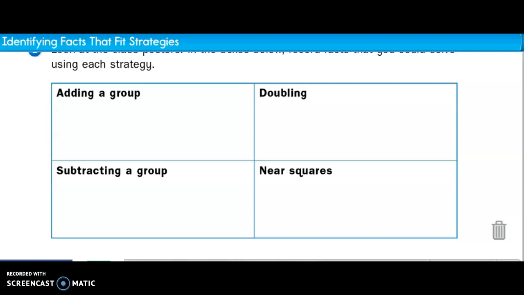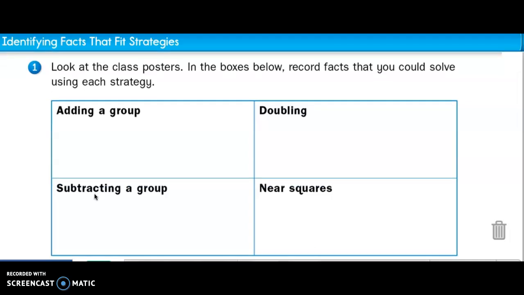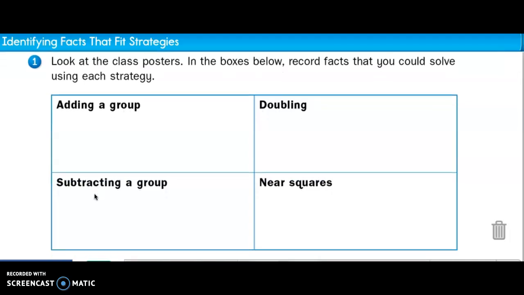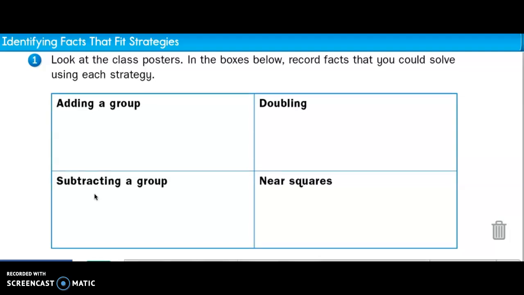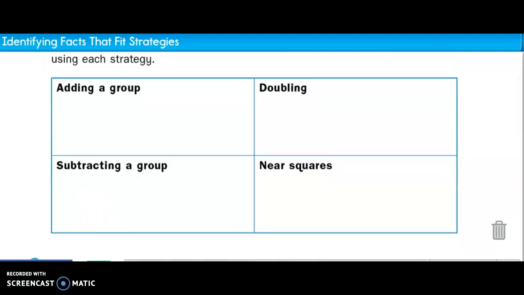For this part of the lesson, you need to be on journal page, let's see, 194, or the slides on EDM Online, slide 4. On this, it says, look at the class poster. Well, you're not in class, so I will help you record some of the facts in the boxes below. So just follow me and listen, and then go ahead and do it after I'm done.